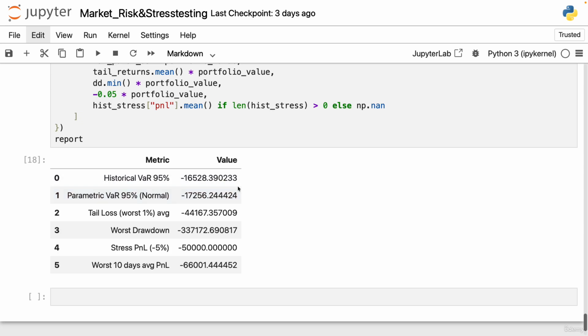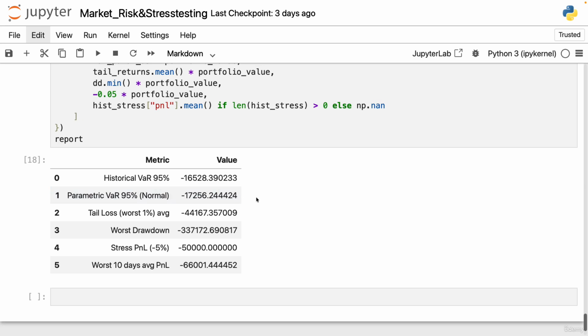The first two rows report value at risk at the 95% confidence level using two different approaches. We discussed them in detail in the previous chapters. The historical VaR is approximately minus 16,500, meaning that on a typical bad day, losses exceeded this level about 5% of the time.